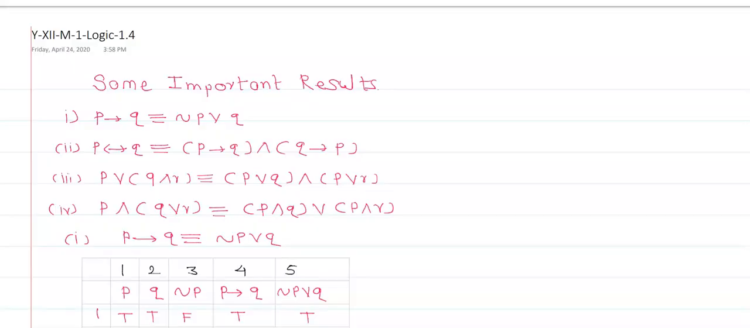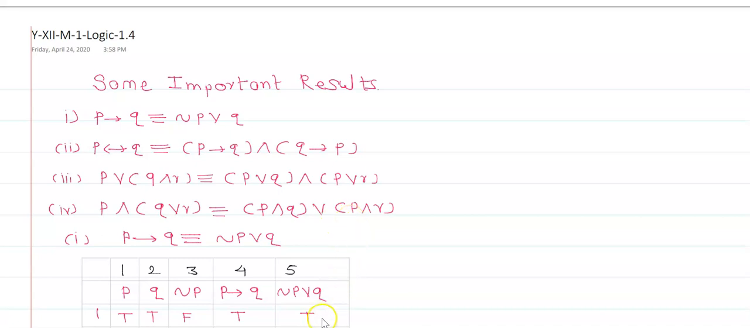Hello friends, this is now interesting topics, that is we'll start the exercise 1.4. Before that, some important results. P implies Q is equivalent to negation of P or Q. P double implication Q is equivalent to P implies Q and Q implies P. P or (Q and R) is equivalent to (P or Q) and (P or R). P and (Q or R) is equivalent to (P and Q) or (P and R).